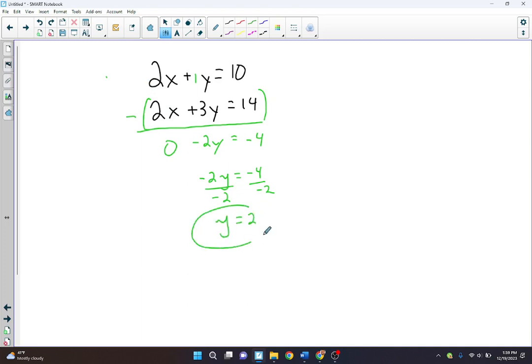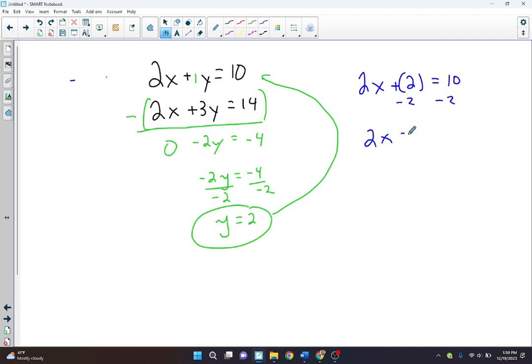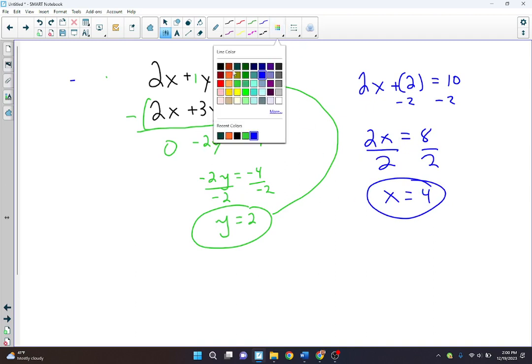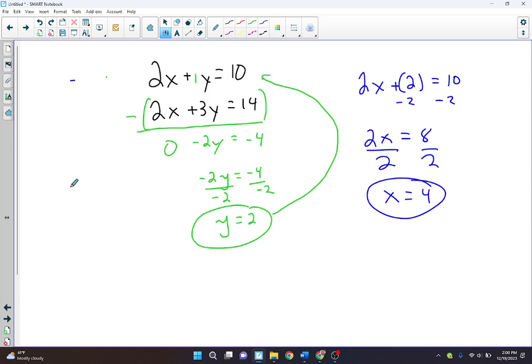y equals positive 2. You take that and plug it into one of the original equations. I'll plug it into the top one. So it's 2x plus 2, because I replaced the y with a 2, equals 10. Minus 2 on both sides, so 2x equals 8. Divide by 2 on both sides, x equals 4. It doesn't matter which one you plug it into, you'll still get 4. Your final answer, assuming you do it right, is 4, 2.